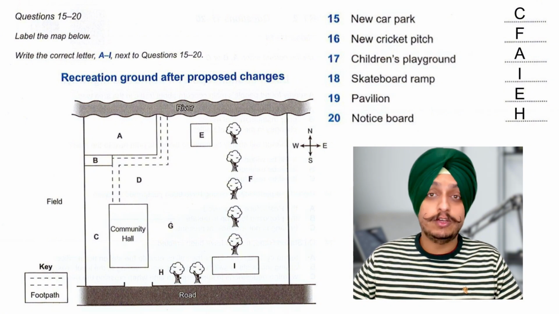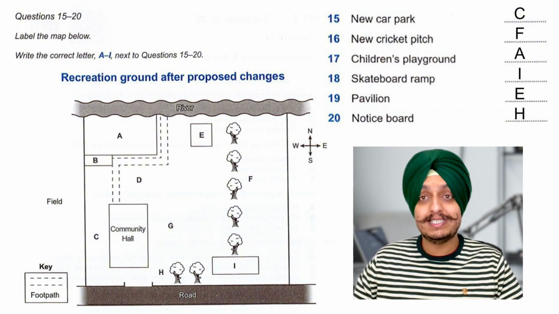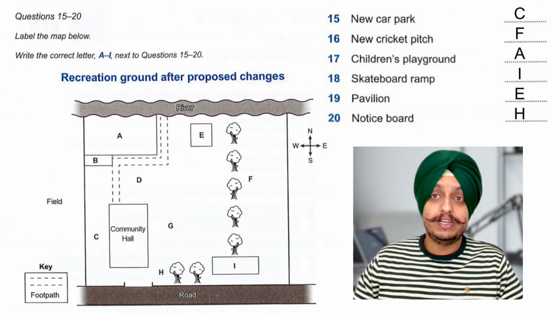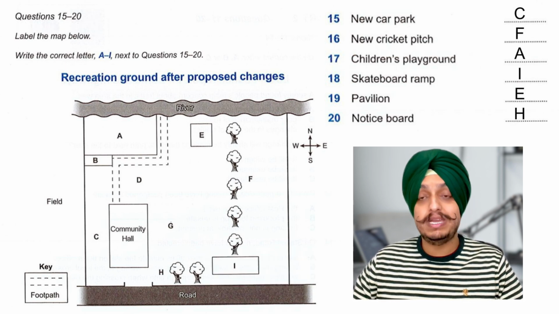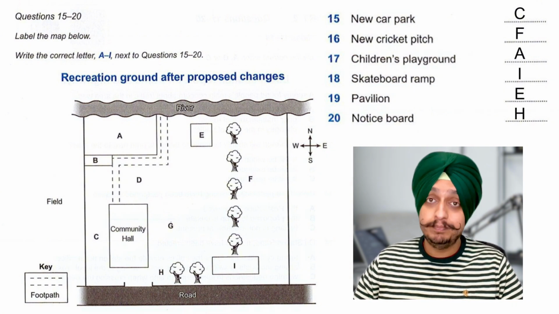Moving on to question 16. We were asked about the relocation of the cricket pitch. The correct answer is Letter F, beyond the line of trees to the east of the recreation ground. This move aims to minimize the risk of stray balls hitting cars or pedestrians near the road.